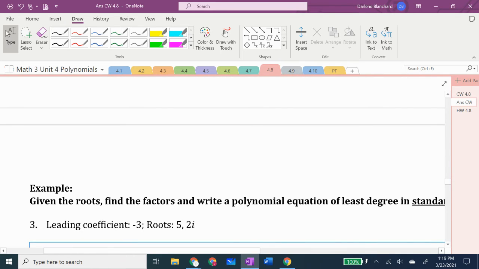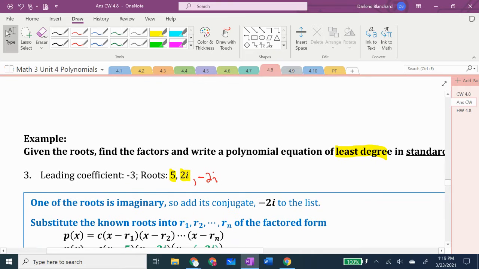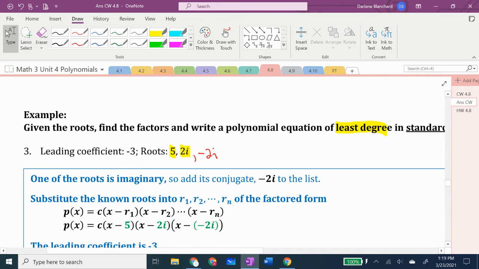And then the next example, you have a leading coefficient. You know two roots, but you need to write a polynomial of least degree in standard form. If 2i is one of the roots, its conjugate has to be a root also. So we're going to add on to that list negative 2i, and then that means that you have to have three linear factors.